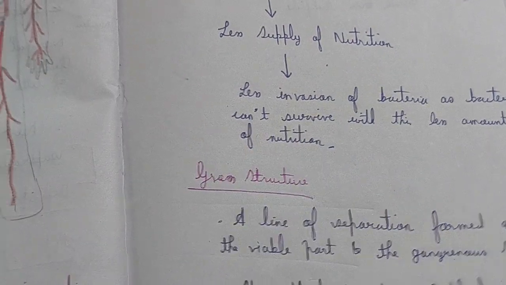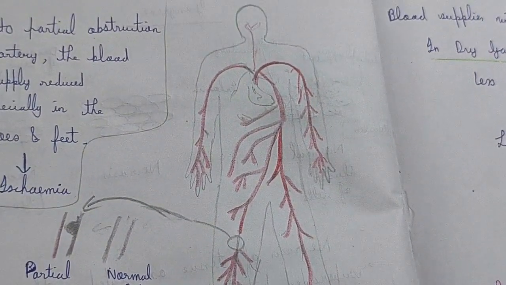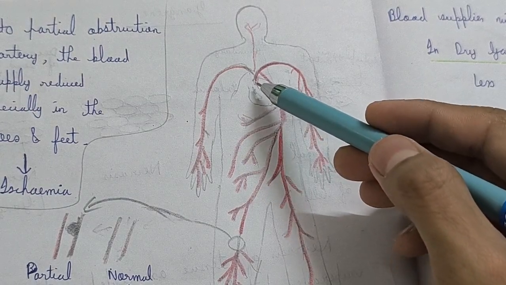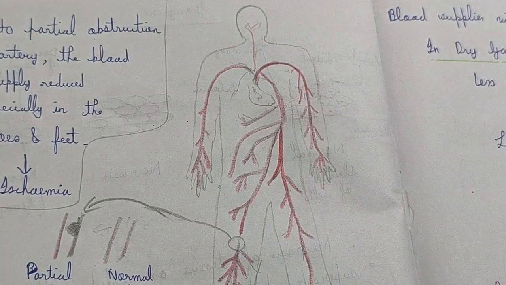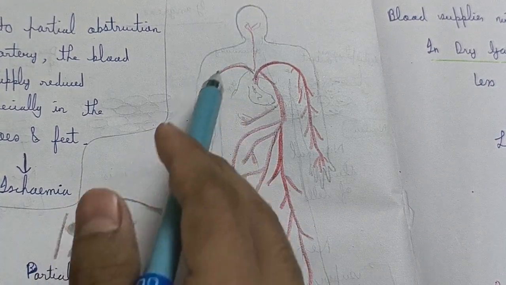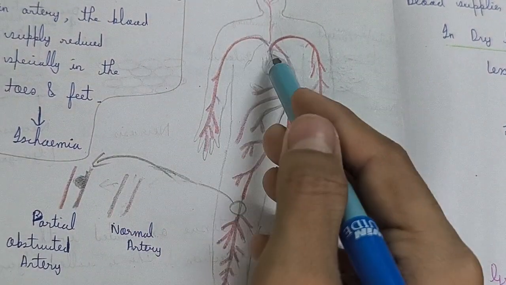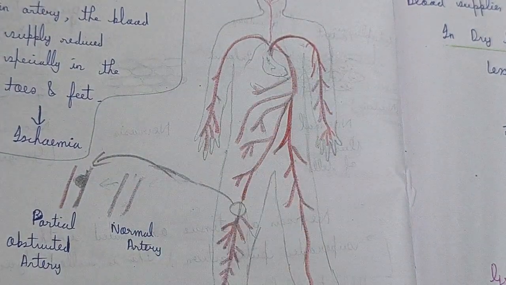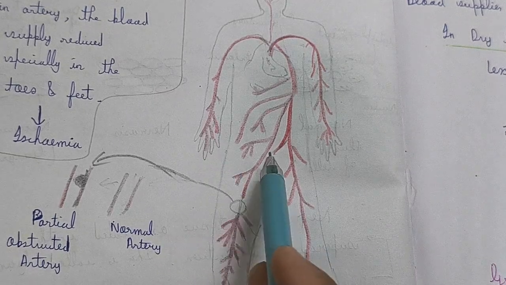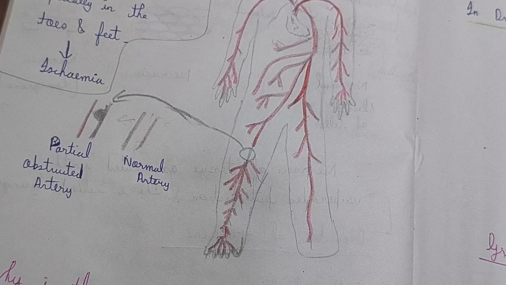So friends, just see, this is a human body. You know that from the human heart, basically from the left ventricle, the arch of aorta arises, and this gives different arterial branches, you all know that. And these arterial branches provide blood to all of the body organs and to the distal parts of the body also.